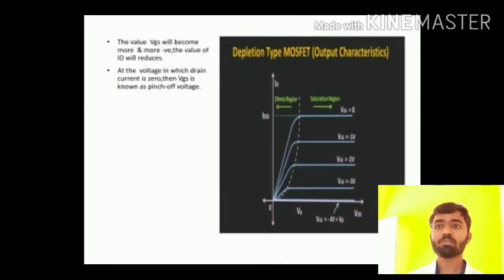As you can see from the graph, as VGS becomes more and more negative, the value of drain current will reduce, and at one value of voltage the drain current will become 0. This voltage VGS is known as the pinch off voltage.